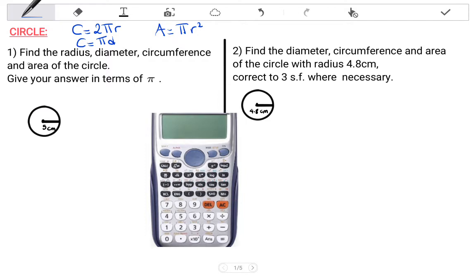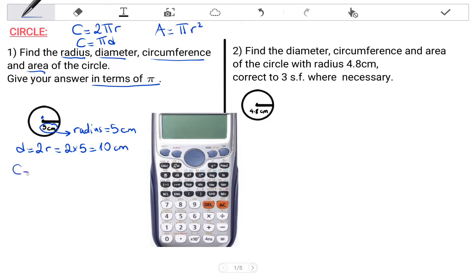In question 1, let's read the question. Find the radius, diameter, circumference, and area of the circle, and give your answer in terms of pi. Here, the distance from the center of the circle to the circumference is our radius. So radius is 5 centimeters. Then diameter can be found. Diameter is 2 times r, so I am going to multiply 5 by 2. So 10 centimeters is diameter.